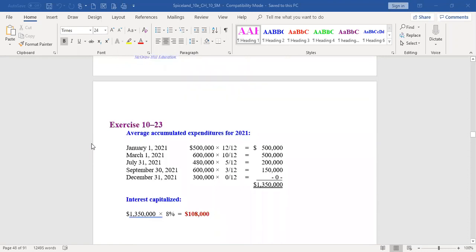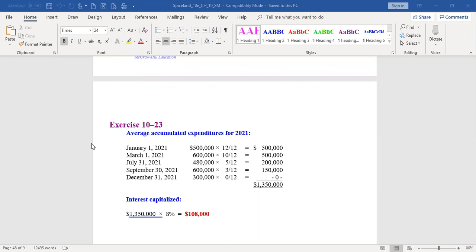All right. So here we have a self-constructed asset problem. January 1, the Shagri Company began construction of a new manufacturing facility for its own use. The building was completed in 2022. The only interest-bearing debt the company had outstanding during 2021 were long-term bonds with a book value of $10 million and an effective interest rate of 8%.